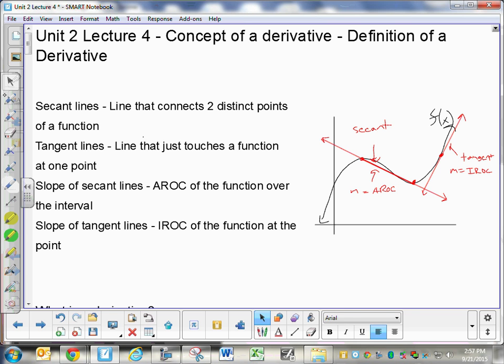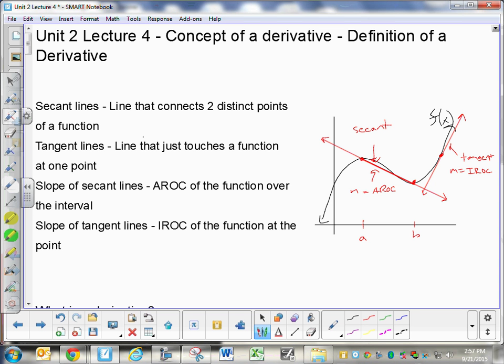So here's our definition of a secant line. It's just a line that connects two distinct points of a function. The slope of the secant line, stuff that you had on your quiz today, is the average rate of change of the function over the interval. Okay? How much the function is increasing or decreasing per unit over the interval. So if I look at this secant line from this point to this point, we see that the slope is negative, so the average rate of change between A and B is some negative value per unit.